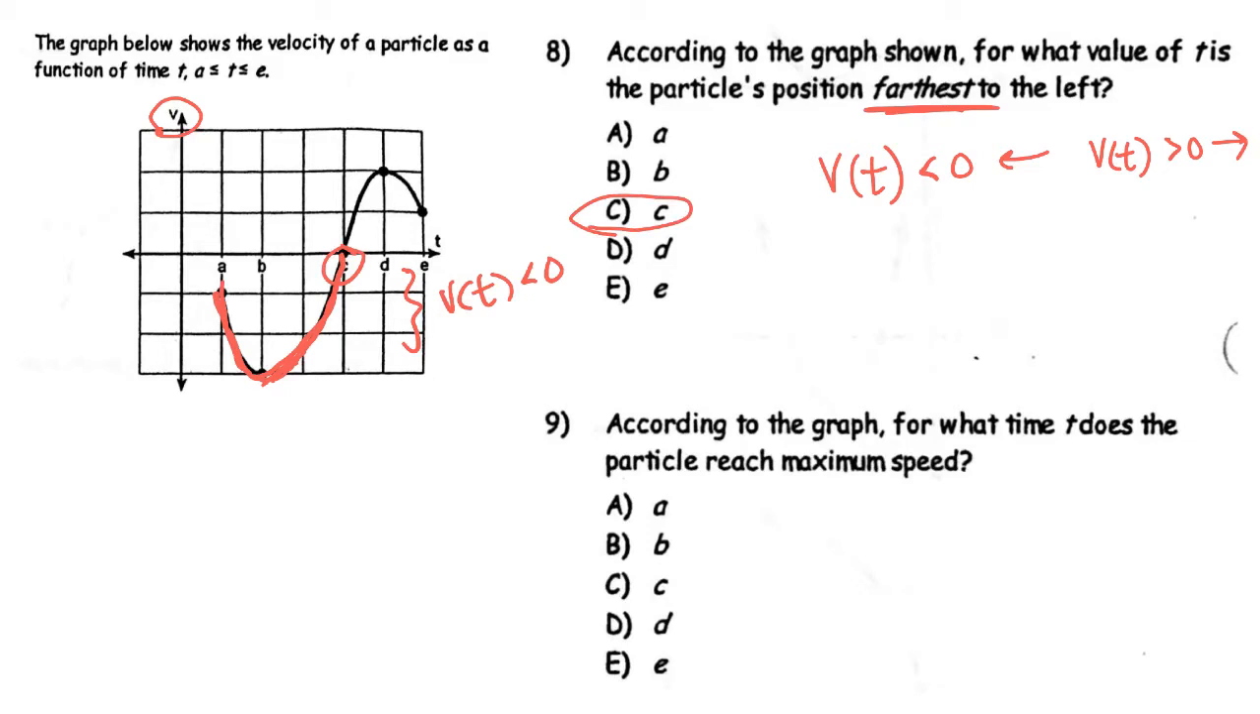And number 9, according to the graph, for what time t does the particle reach its maximum speed? Well, again, that would be taking all of this here, and we're going to flip that over to be up here. And again, if we go through and graph that, we would see that the maximum speed there is going to be reached at B.